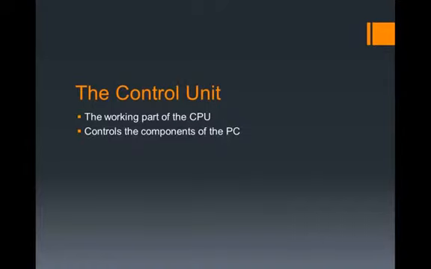The control unit is connected to every other portion of the computer. It's basically the part of the CPU that controls the rest of the computer. So if, say, you move your mouse left and right, the control unit tells the operating system that you are moving the mouse around.